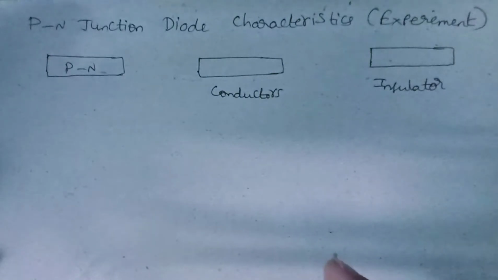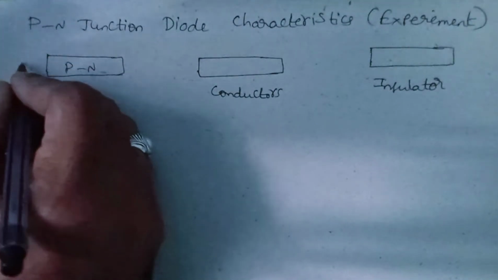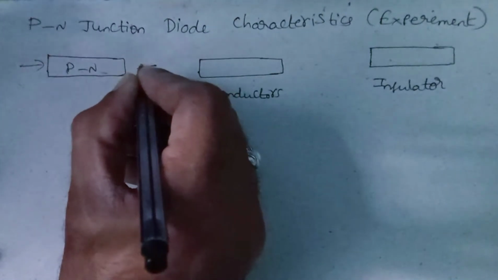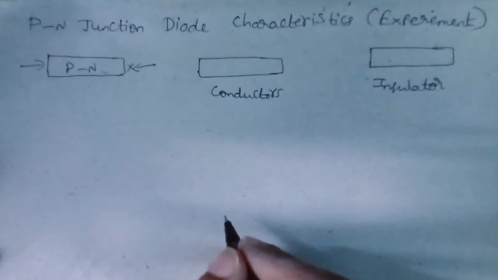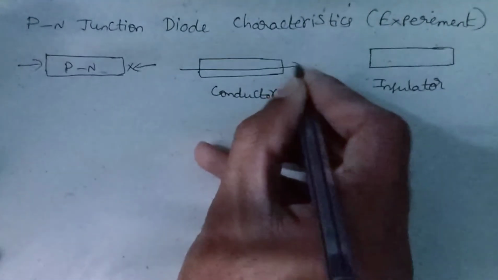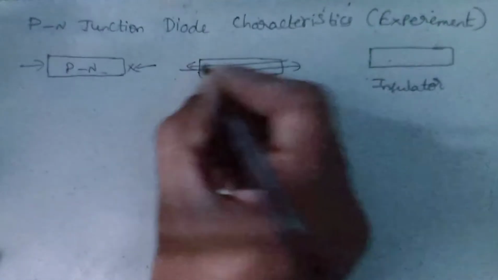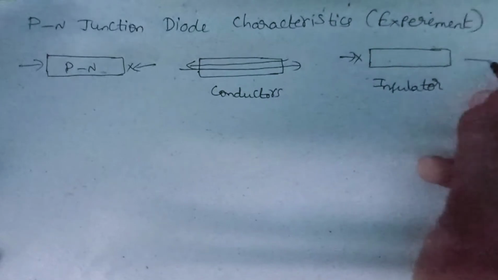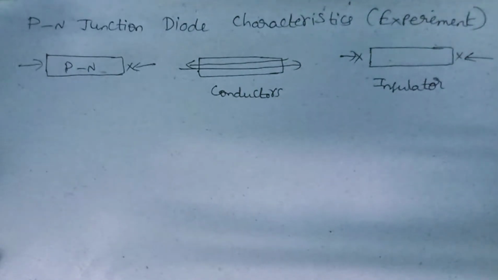Good morning students. Today we are going to study PN junction diode characteristics. PN junction diode is a device which allows current to flow in one direction only. It doesn't allow the current to flow in another direction. But in conductors, if we allow the current to flow in any direction, the current will flow. But in insulators, current doesn't flow from any direction.